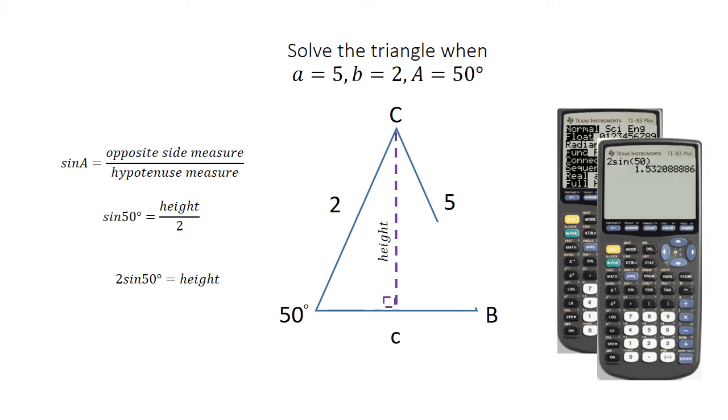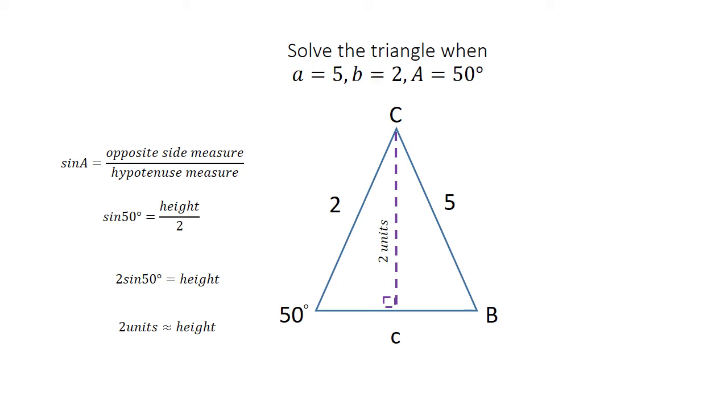And then I put that in my calculator, 2 times the sine of 50, and the calculator knows to read that 50 as 50 degrees and not 50 radians. And so now I can discover that my height is sufficiently short enough to constitute a closed figure. Notice how the height is 2 units. That means that 5 is long enough to reach down to the bottom, or approximately 2 units. We calculated 1 point something. So it closes. I definitely have a triangle. Now I can move on and find the remaining side and angle measures.